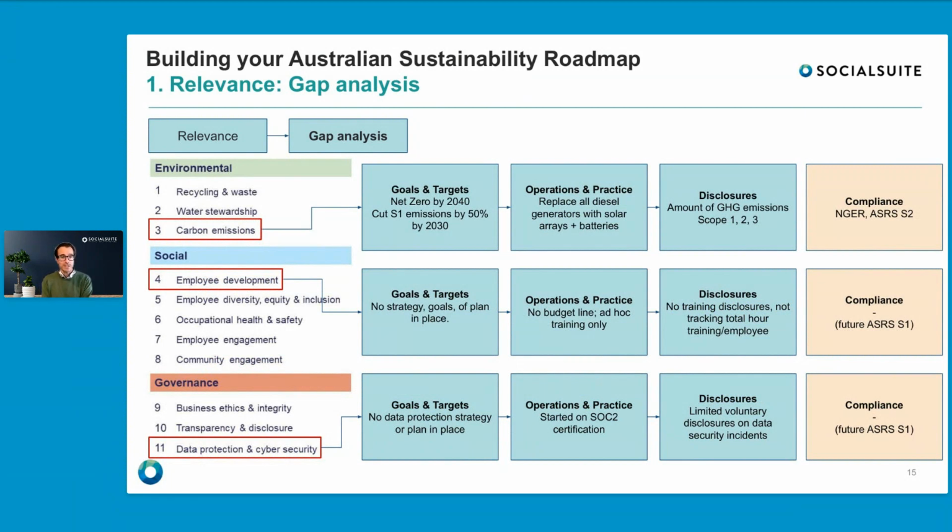So if we take, for instance, carbon emissions first, from a goals and targets perspective, strategically, you could say, well, we've made some commitments already. Net zero by 2040. We're going to cut our scope 1 emissions by 50% by 2030. So there could be some goals and targets already that you can, when you do that gap analysis, say, hey, that's something we're already doing. And you link that directly to a topic that is material to your business.